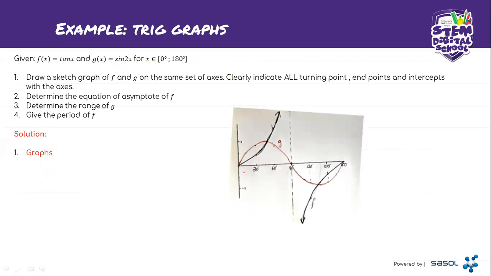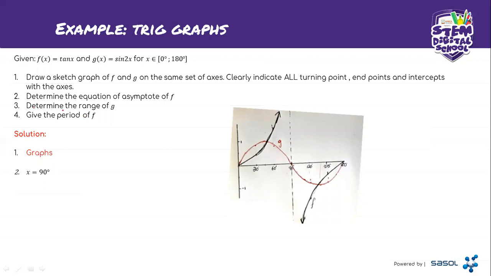We've done that. You can see the graph of g is a sine graph, this red one. The last graph, which is f, is the tan graph, so it is this black one. And then it says determine the equation of the asymptote. It's going to give us x equals 90 degrees, because an asymptote is a line that the graph never touches or crosses. It's this line here.